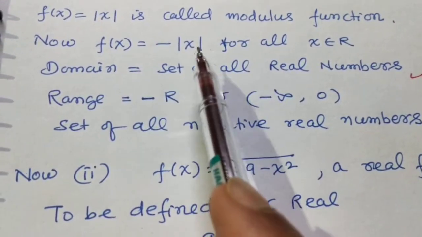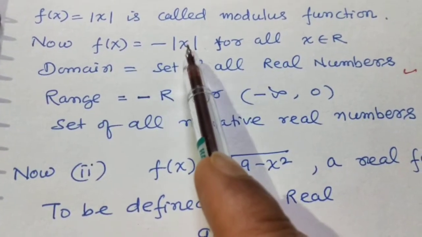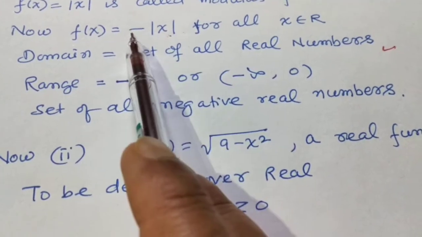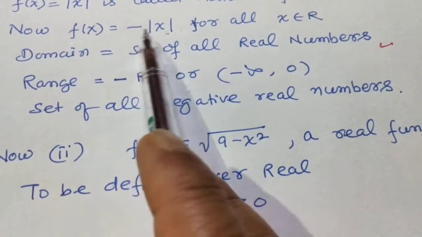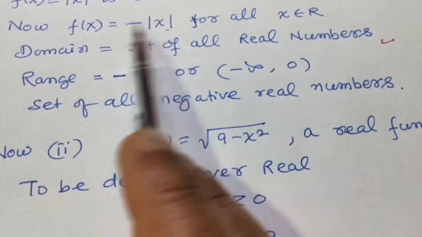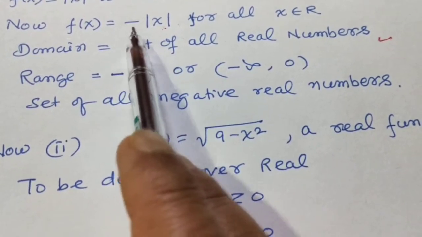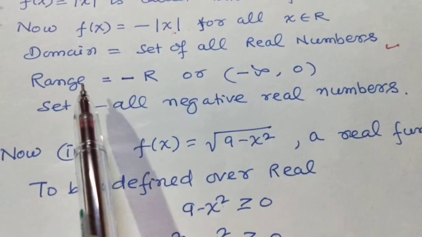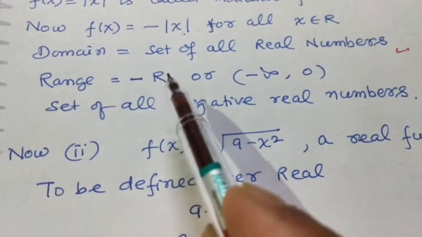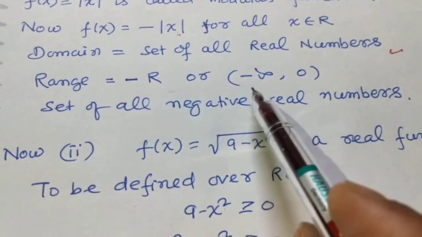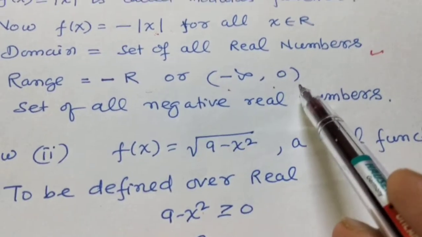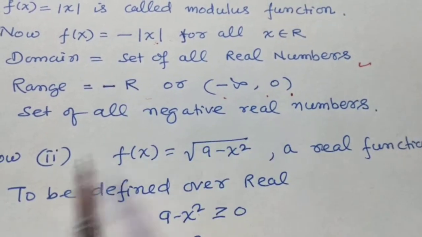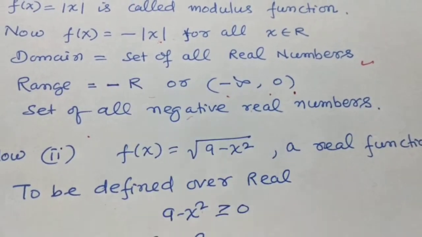Now coming to the range. The modulus function will always be positive. But what will happen to that positive value if a negative sign is preceding it? All of them will ultimately become negative values. So the range will be all the negative reals, that is, minus infinity to 0. All the set of real numbers which are less than 0. So the set of all negative real numbers will be the range.